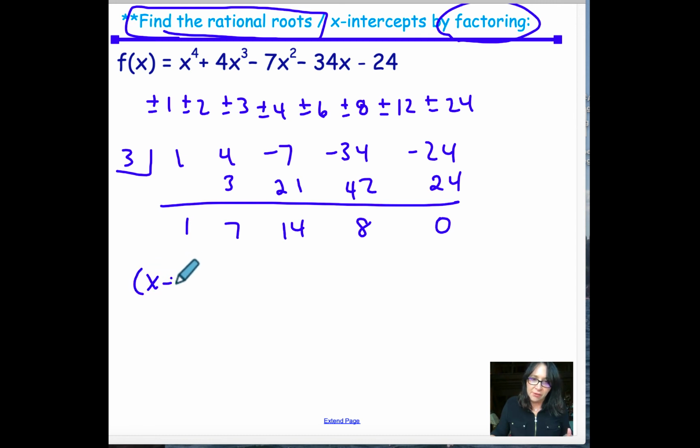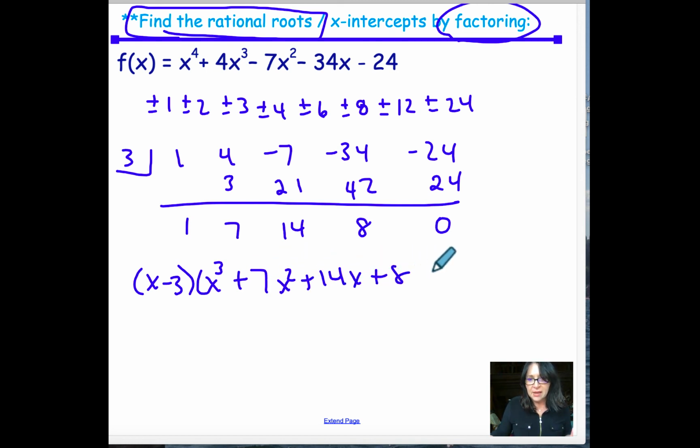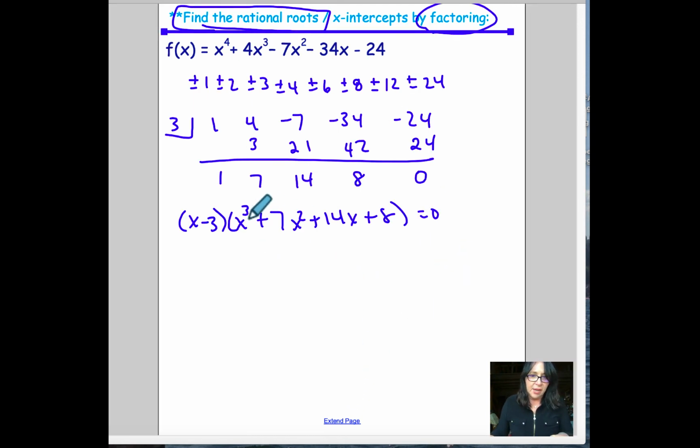We have x minus 3 times, if I started with x to the 4th and I divided by an x, now this first term is an x cubed. So x cubed, 1x cubed, plus 7x squared, plus 14x, plus 8, equals 0. I have to keep working because I'm still at an x cubed, and I'm not going to factor by grouping for this one. So now I'm going to take this term, this one right here, and factor it again.